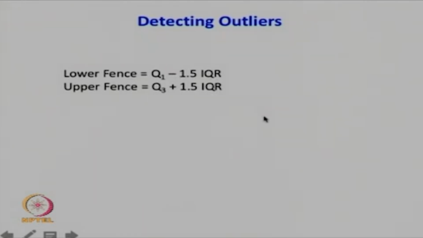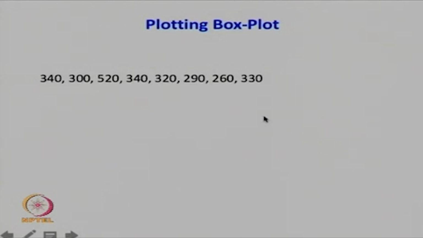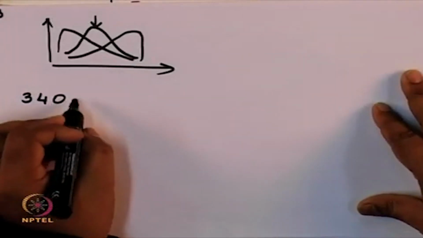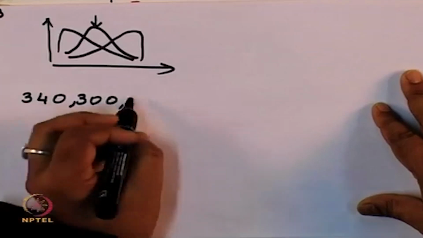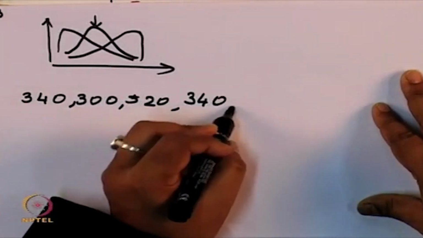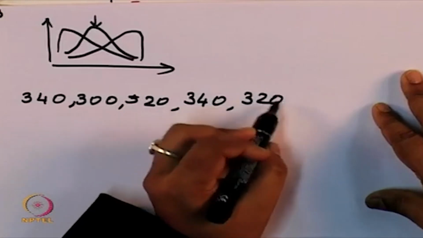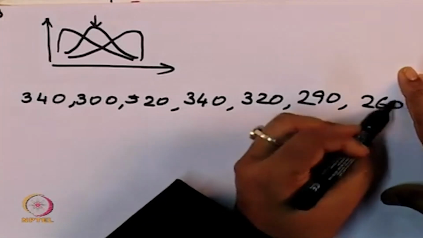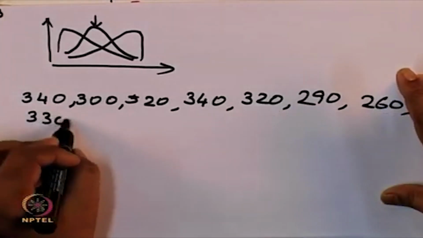Let us work out a sample case of how we will plot a box plot. Let me write down the points. You have the points 350, 300, 520, 340, 320, 290, 260 and 330.